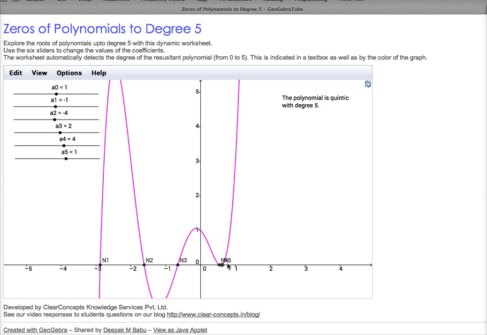Zero into 1 raised to power 0 is 0. What about if x equals 2? What is the value of 0 into 2 raised to power 0? 0, exactly. What is 0 into 3 raised to power 0? Still 0. Isn't every value of x, every real value of x, a solution to this polynomial?